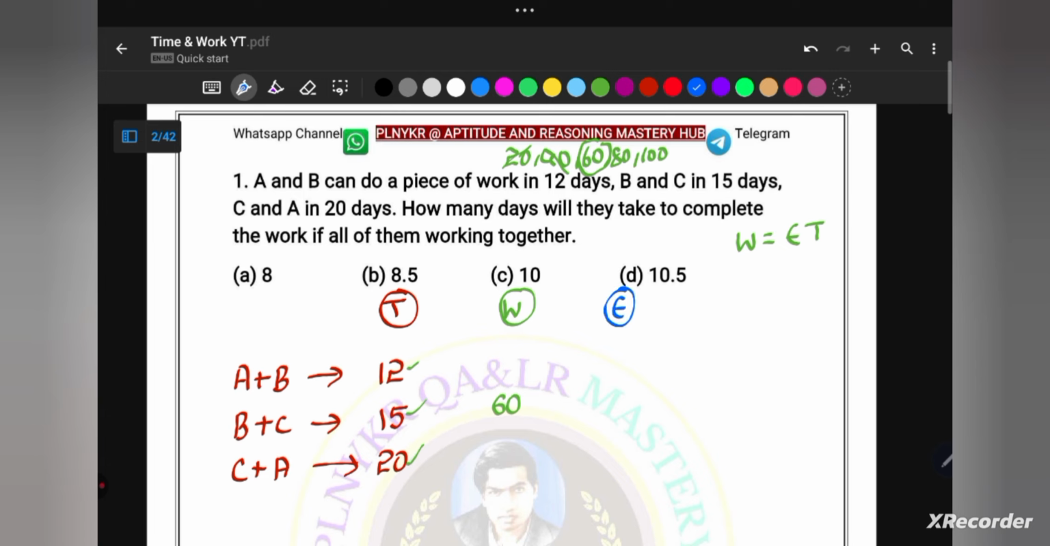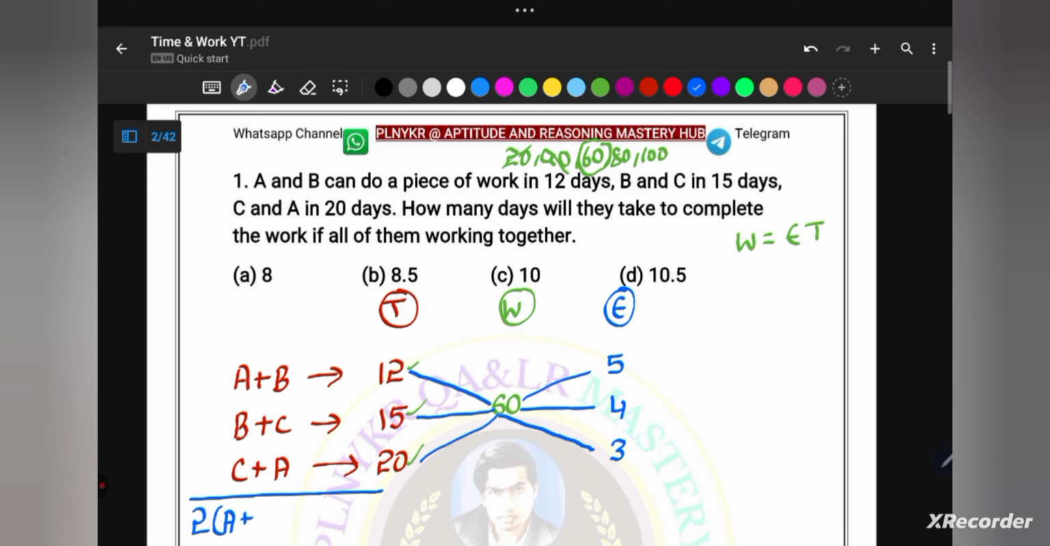Next, efficiency. We know that efficiency is the ratio of work to time. So for A and B together, the efficiency will be 5 units per day. Coming to B and C, work by time, that is 60 by 15, that will be 4. Coming to C and A, work by time means 60 by 20, it will be 3 units. Now we'll be adding all these three. A is repeating 2 times, similarly B and C, so all these 3 people are repeating twice. What about the addition here? 5 plus 4, 9 plus 3, it will be 12.